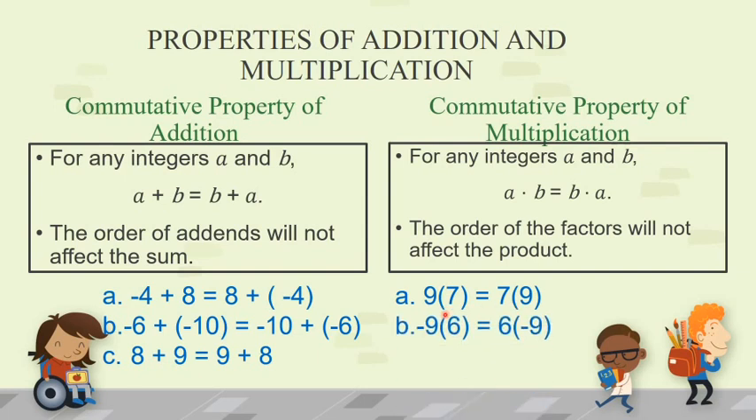And also with the example letter B, we have negative 9 times 6. It is also equal to 6 times negative 9. Third, we have negative 2 times negative 17. It is also equal to negative 17 times negative 2. So there is the interchange of the position of the factors. Even though there is interchanging, still the products are equal. They are both equal to positive 34.